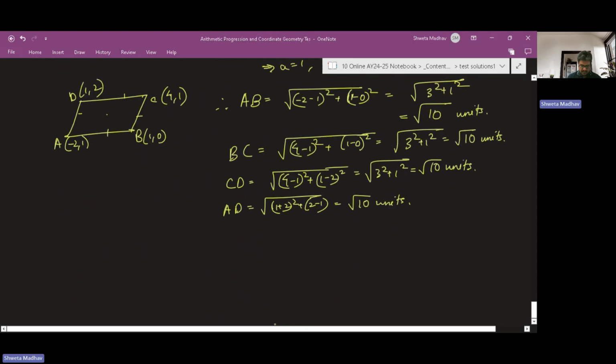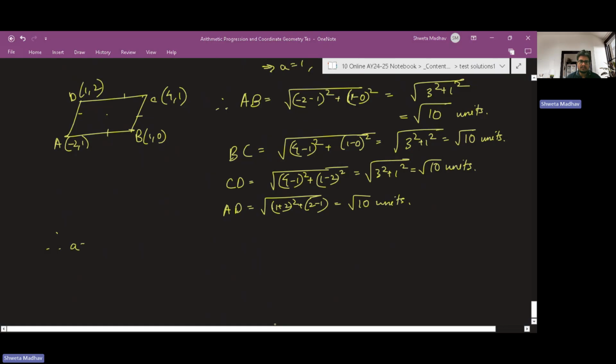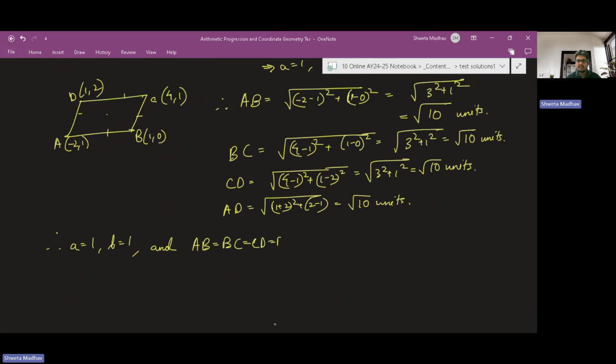So here, since the lengths and the values of A and B have been asked, the final answer is: the value of A is 1, B is 1, and the length of each side, AB = BC = CD = DA, is equal to root 10 units. So the length of each side is root 10 units.